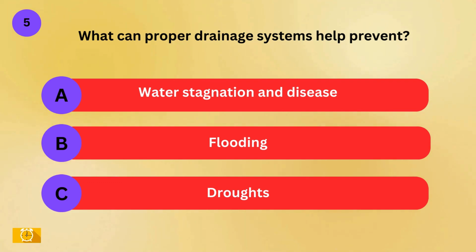What can proper drainage systems help prevent? Water stagnation and disease. Flooding, droughts.